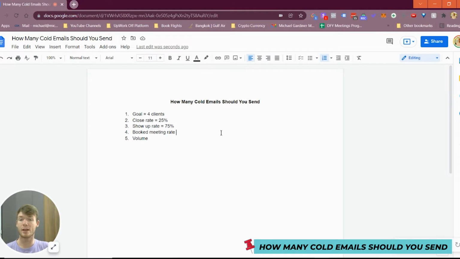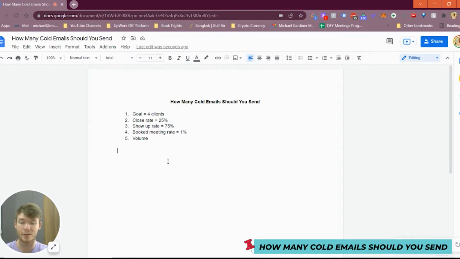Now let's factor in the booked meeting rate. The booked meeting rate is, out of 100 emails, how many people are actually going to book a meeting? Now this is a number that will require testing to figure out. For this example, I'm going to be putting 1%. However, your booked meeting rate could be down to 0.5% all the way up to 10% depending on your offer.